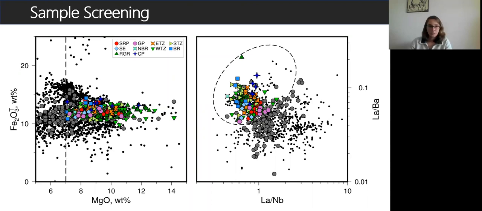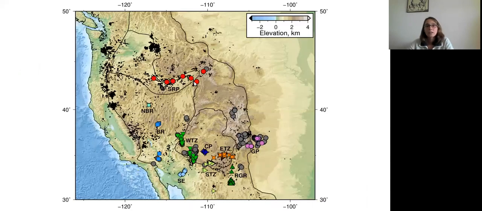So I've now got a screened data set, and the different colors you're seeing are actually different geographic provinces. The two that are important for this talk today are the Snake River Plain in red, with Yellowstone at its tip, and then the Colorado Plateau in dark blue. So that's where that picture at the beginning was from. The Hopi Buttes are in here. So we've got a screened database now.